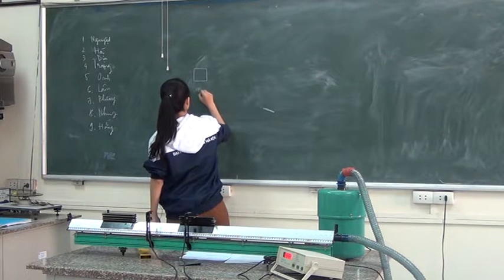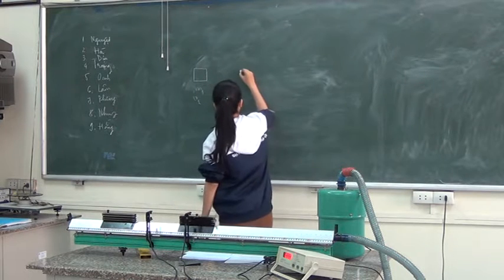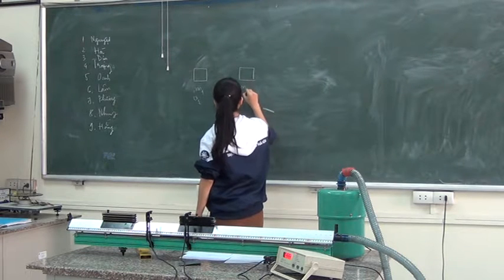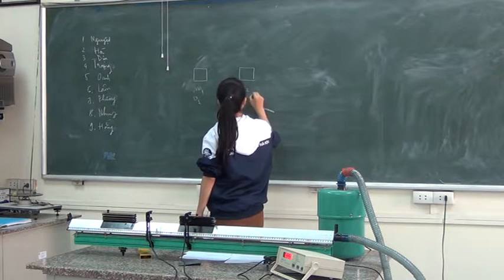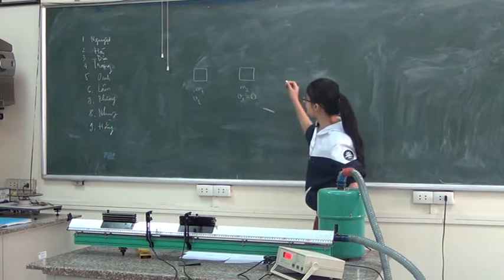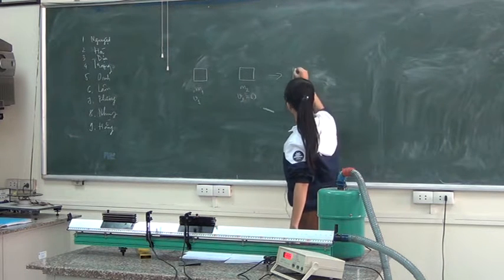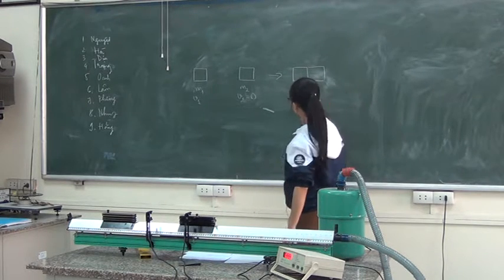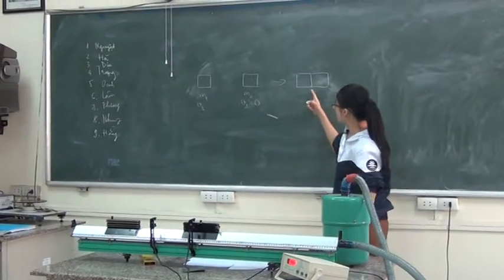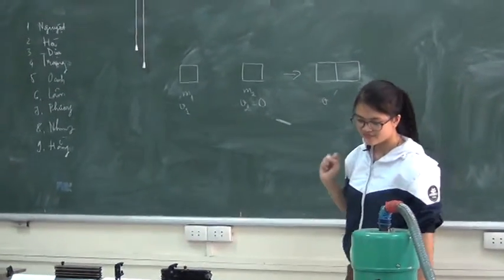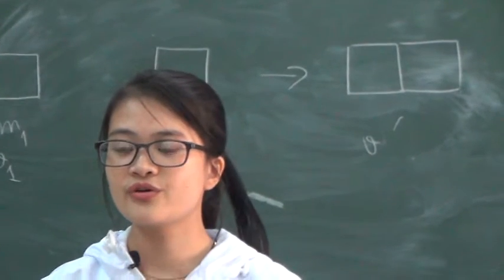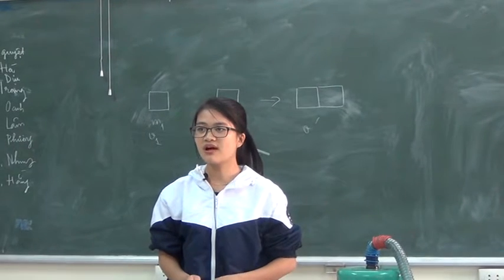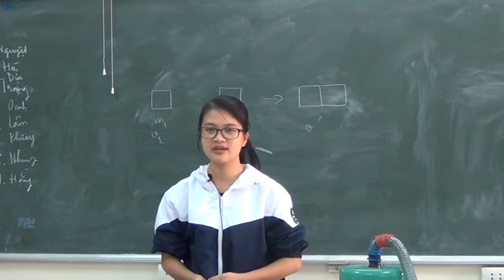we have V1, and M2 is at rest. After the collision, they stick together, and the velocity of this system is V prime. Okay. So to verify this law, I would like them to derive some consequence.